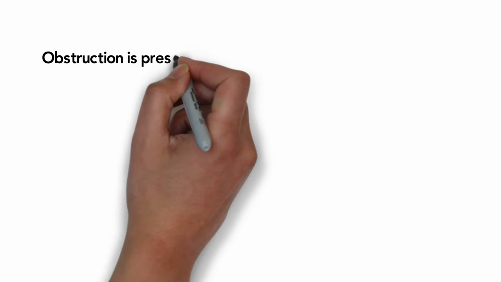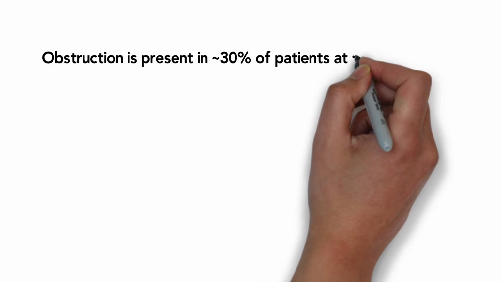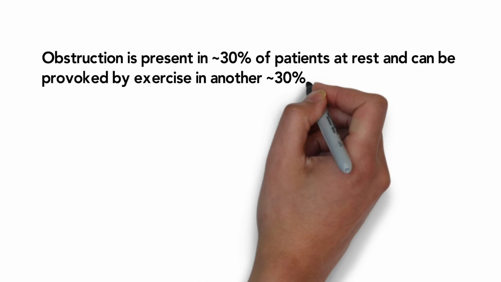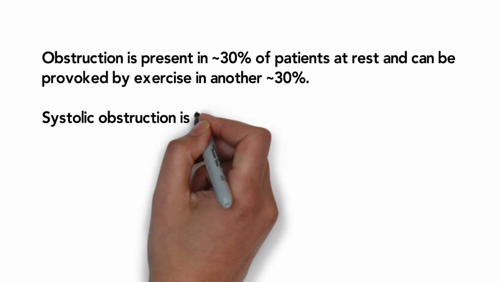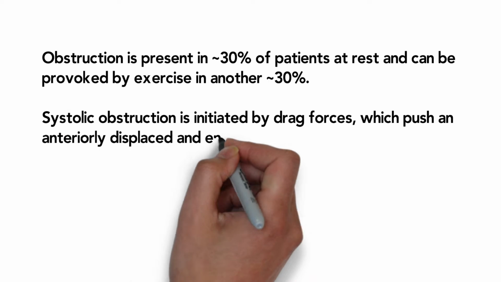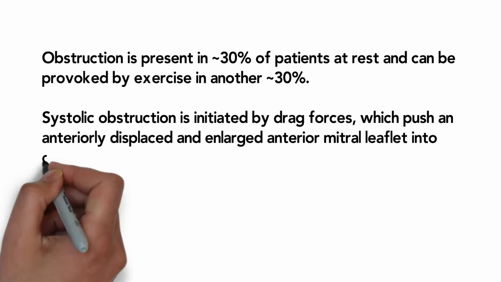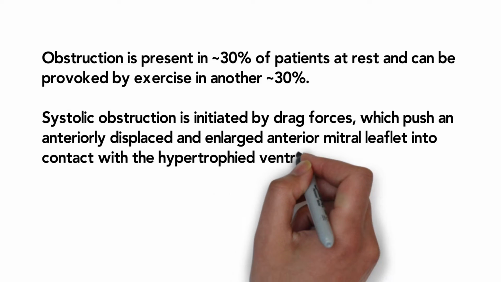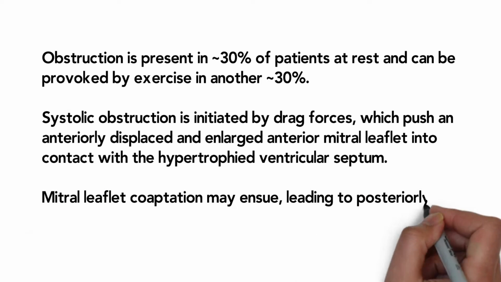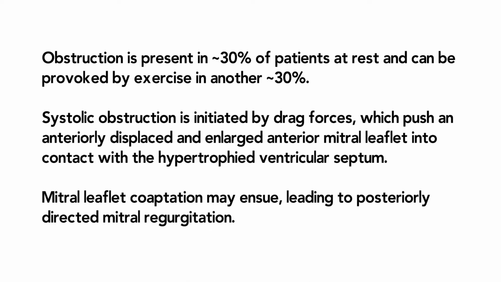Obstruction is present in 30% of patients at rest and can be provoked by exercise in another 30%. Systolic obstruction is initiated by drag forces, which push an anteriorly displaced and enlarged anterior mitral leaflet into contact with the hypertrophied ventricular septum. Mitral leaflet coaptation may ensue, leading to posteriorly directed mitral regurgitation.